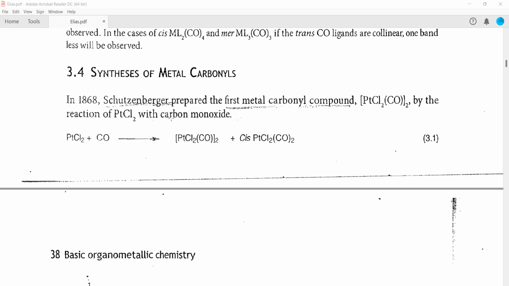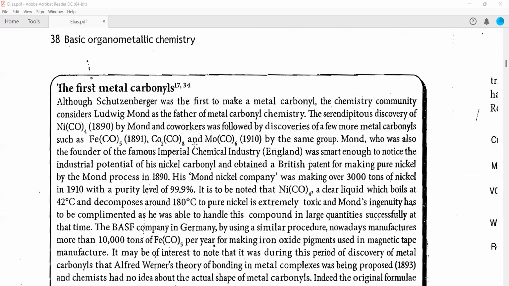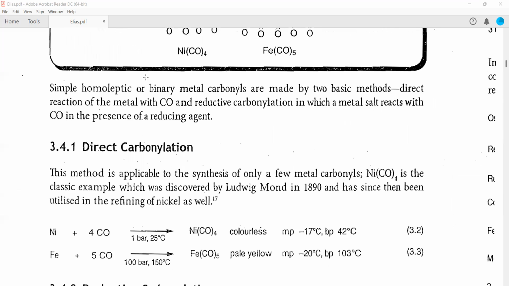by the reaction of PtCl2 with carbon monoxide. If you give carbon monoxide, which is a gas, to PtCl2, you get these two complexes. Now, simple homoleptic or binary metal carbonyls are made by two basic methods: direct reaction of the metal with carbon monoxide, as we studied for the first platinum metal carbonyl complex, and reductive carbonylation, in which the metal salts react with carbon monoxide in the presence of a reducing agent.